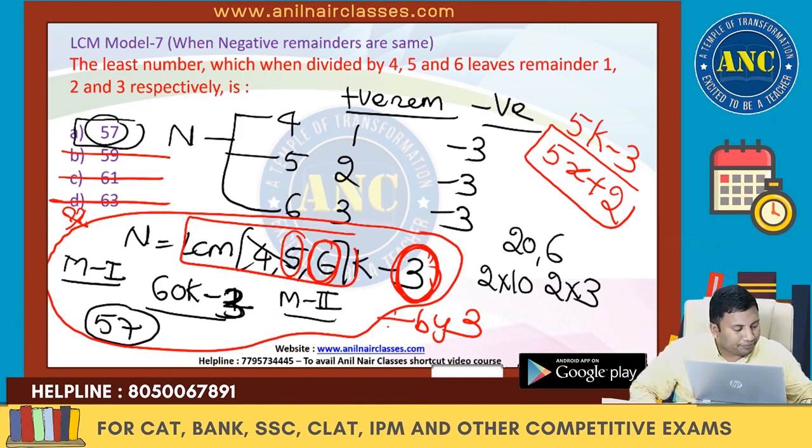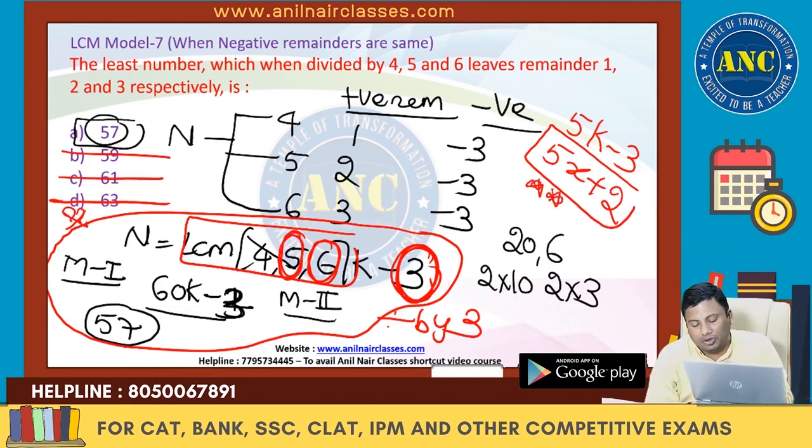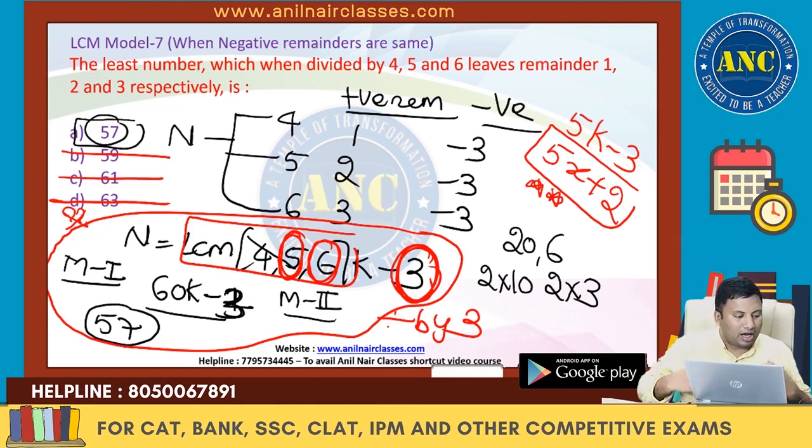LCM of 4, 5, 6 into k minus 3. 5k, it is divisible by 5. Negative remainder minus 3. Positive remainder is plus 2. Answer should be of the form 5k plus 2. Only one option is satisfying. I hope it is clear.